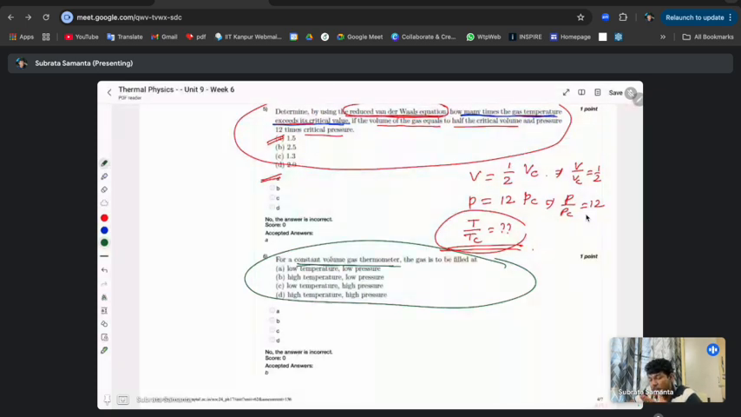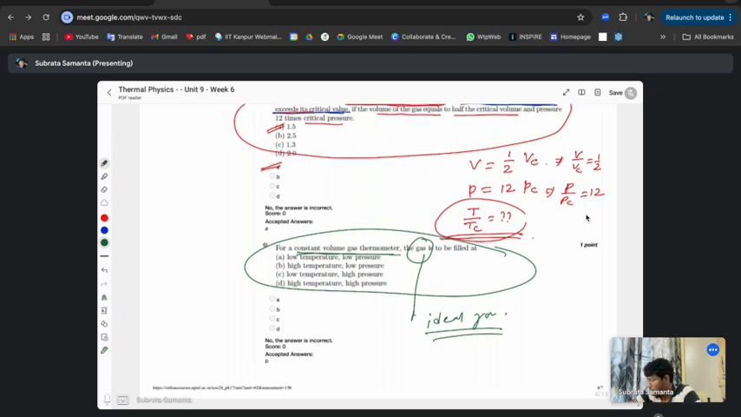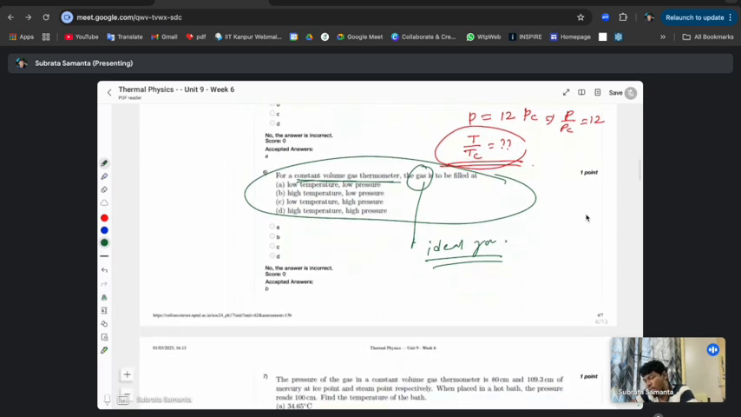So in this case, this is basically an ideal gas, right? The constant volume gas thermometer, the gas is nothing but the ideal gas, right? So they behave like an ideal gas, right? So any real gas behaves like an ideal gas in what conditions? Which conditions, right? The conditions of high temperature and low pressure.